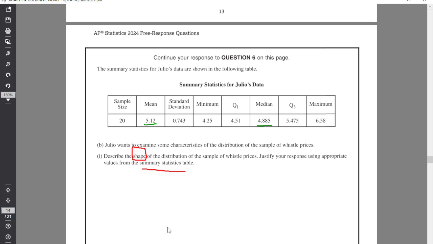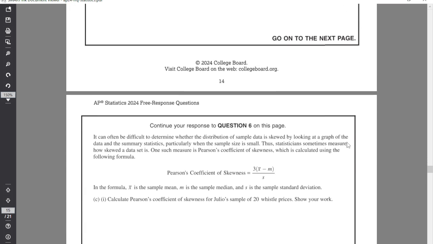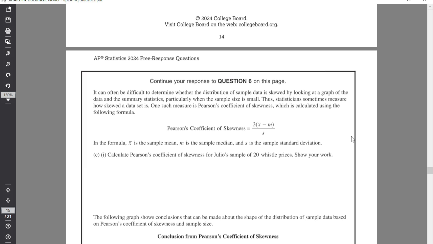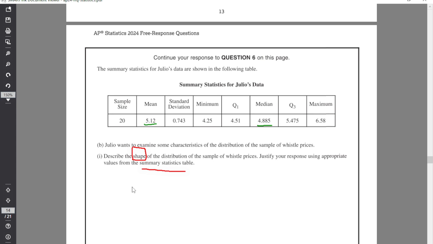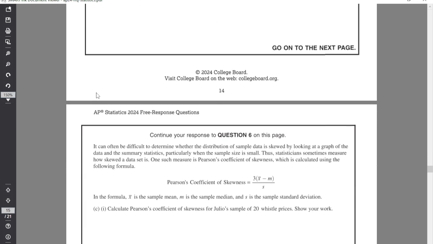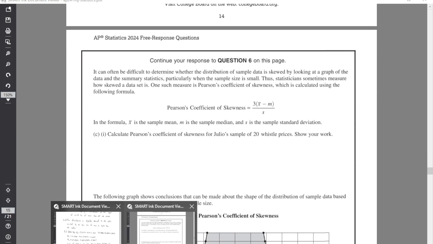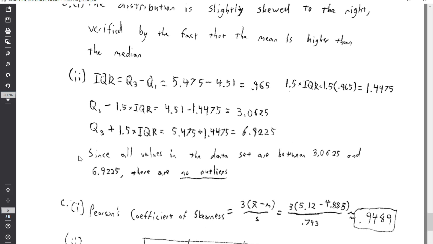All right, so far, familiar territory. Now here's where question 6 throws in the twist. They give you a new formula and statistic that you have not seen before, and you see what you can do to work with it and how we interpret it. First off, they give you the formula: x bar minus m over s, the sample mean, sample median, and sample standard deviation. Luckily, all those values are right up here in the table that we did earlier. So the first part of this is we can just plug in our values. Here's our mean, here's our median, here's our standard deviation, and we get 0.9489.